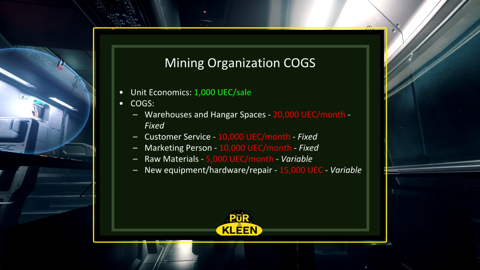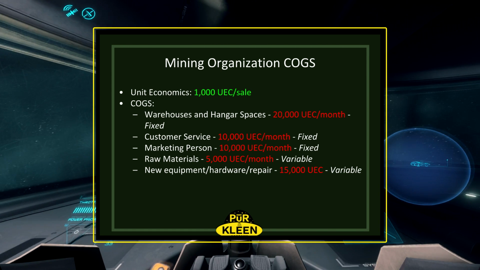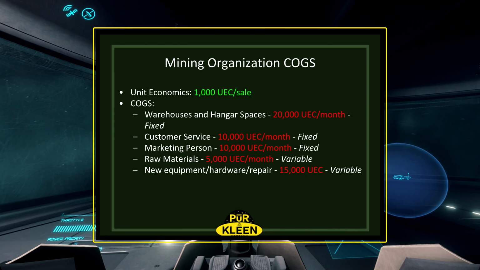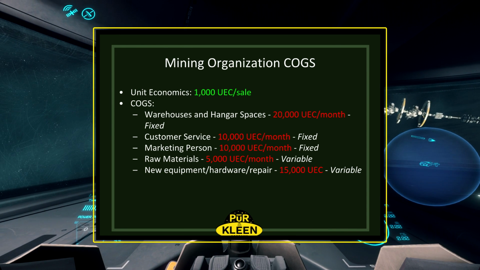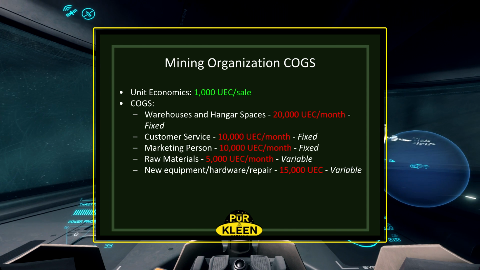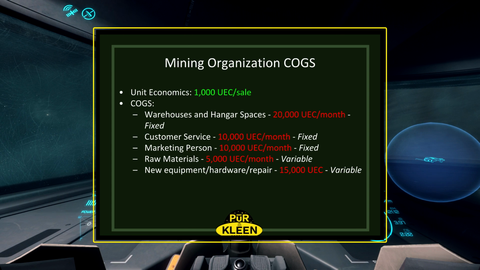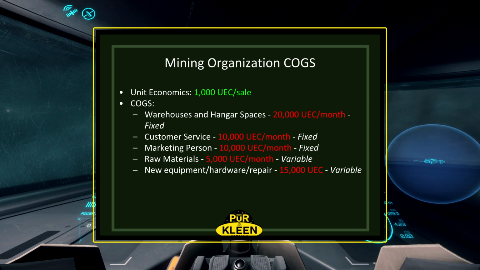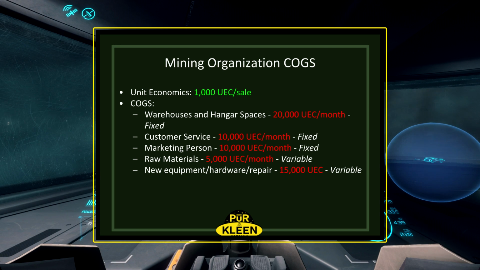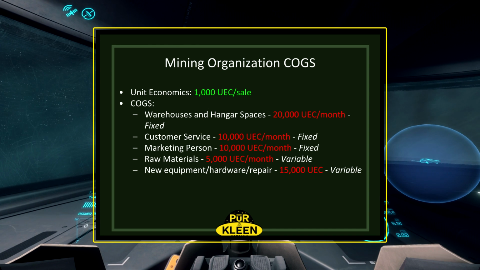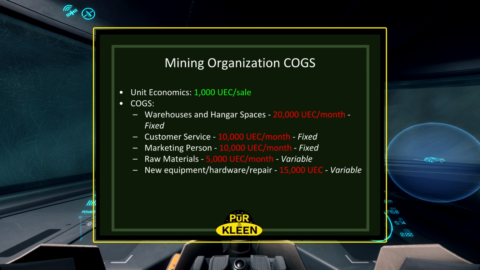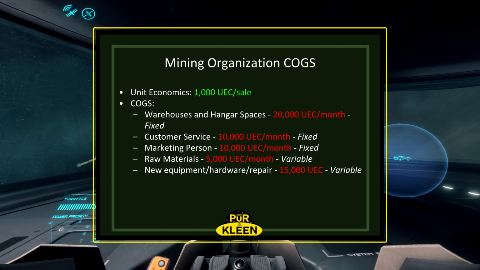So you actually want to go through, list out all your expenses, estimate what they will be per month, and then mark them as fixed or variable. In our case, our warehouse, customer, and marketing expenses are fixed costs because we have to do them every month and we can estimate them pretty accurately. Now, raw material and new equipment, hardware, and repair costs can be variable expenses because it really depends on the demand for our material. And because we're also an agile organization, right?